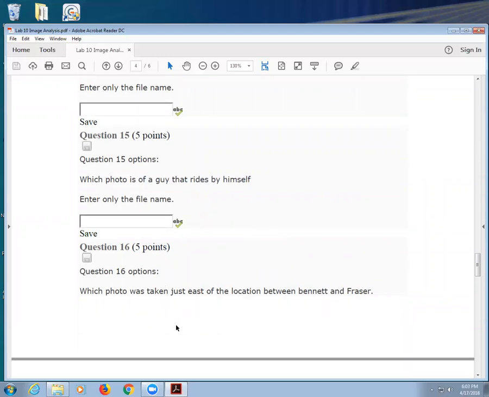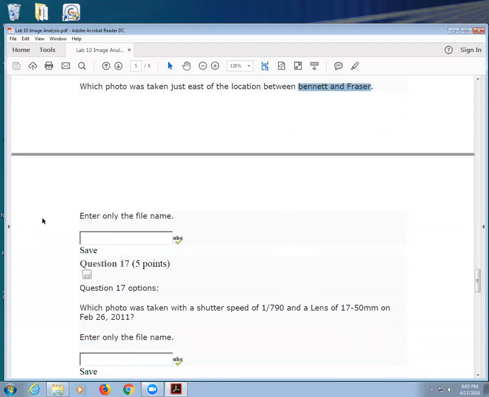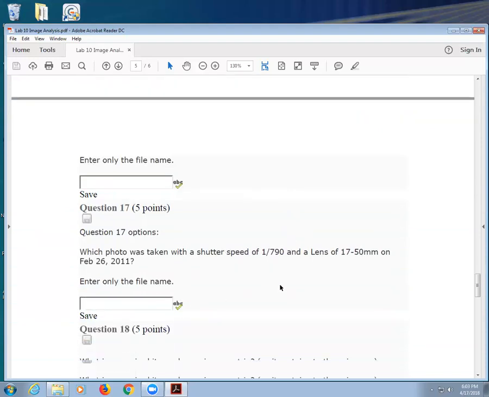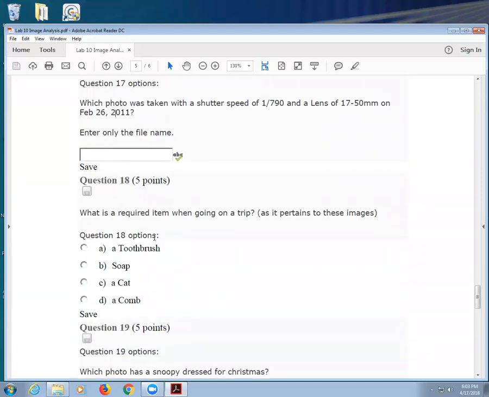Which photo was taken just east of the location between Bennett and Fraser? That was hard to come up with a good one for that one. Photos taken with shutter speed of this, using this length on this day. And what is required when going on a trip?